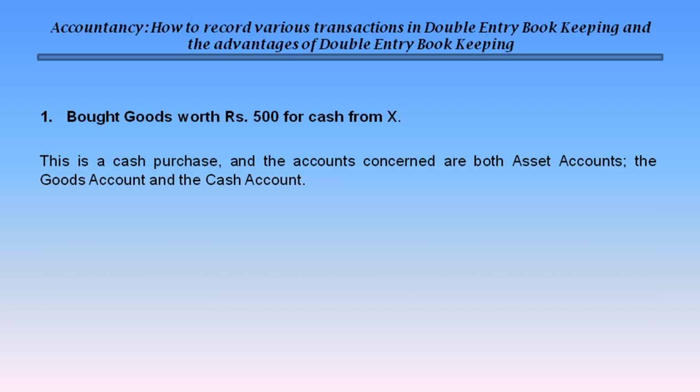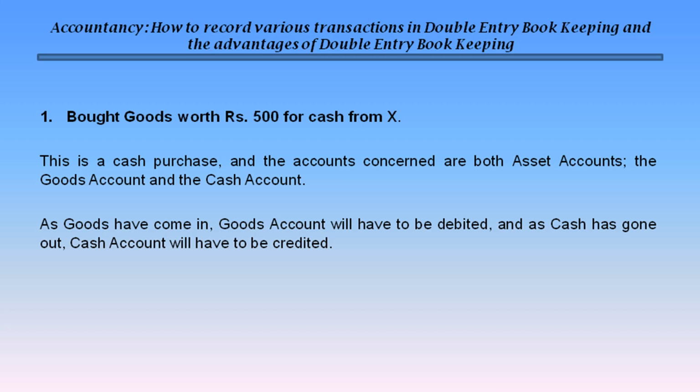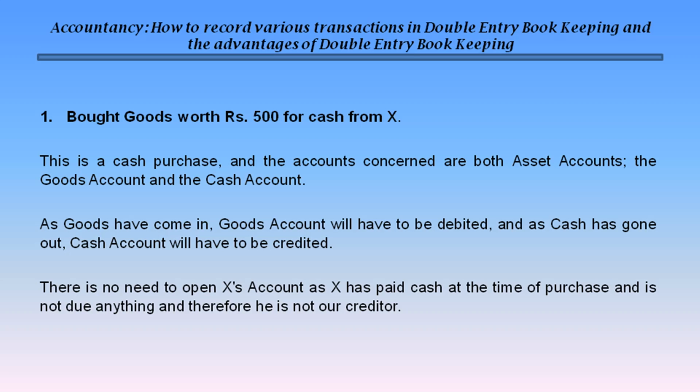Bought goods worth rupees 500 for cash from X. This is a cash purchase and the accounts concerned are both asset accounts, the goods account and the cash account. As goods have come in, goods account will have to be debited, and as cash has gone out, cash account will have to be credited. There is no need to open X account as X has been paid the cash at the time of purchase and is not due anything, and therefore he is not our creditor.